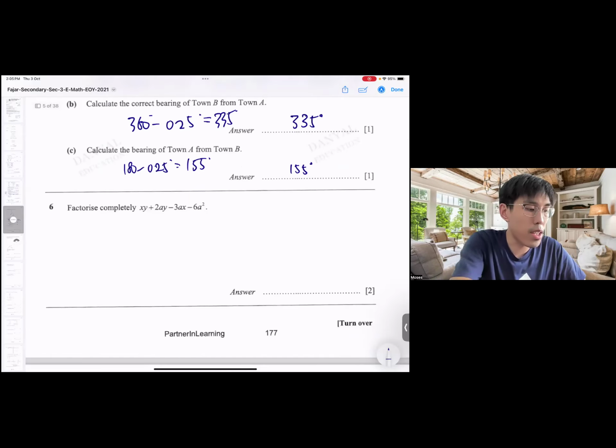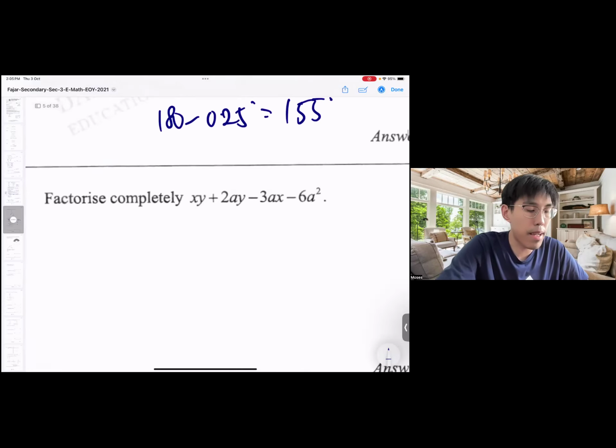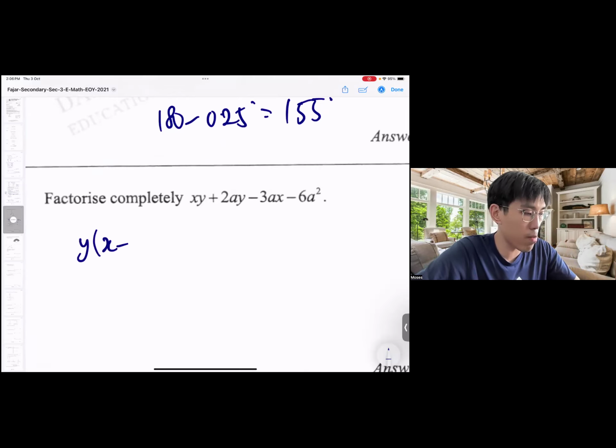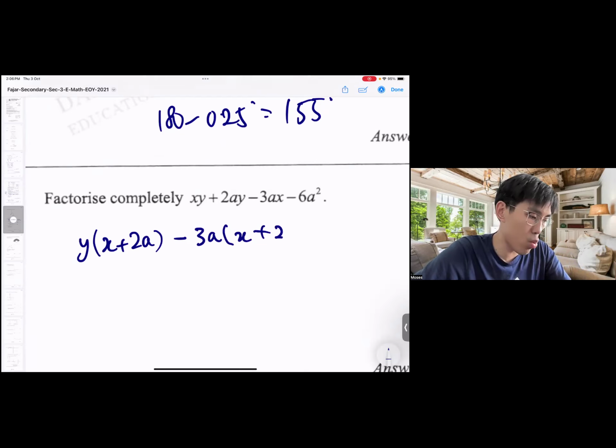Factorize completely. xy plus 2ay minus 3ax minus 6a squared. This one obviously is grouping. By now you should know what grouping is. Grouping was introduced back in Sec 2. So go back and revise if you need to. So basically, look at the first two terms. I can take out my y, so I get x plus 2a remaining. At the same time, for the next two terms, I can take out 3a, leaving me with x plus 2a as well. Quite straightforward.